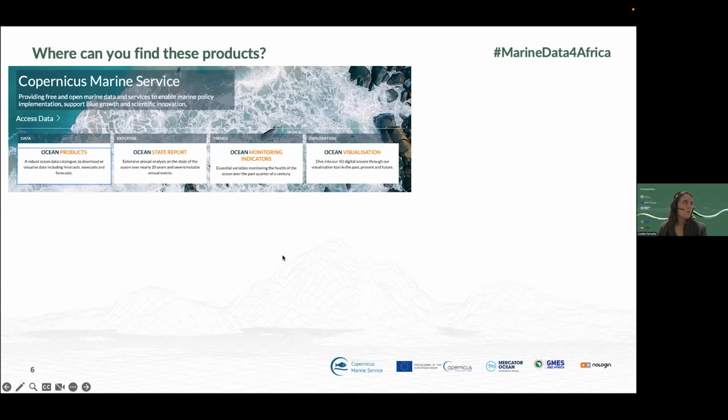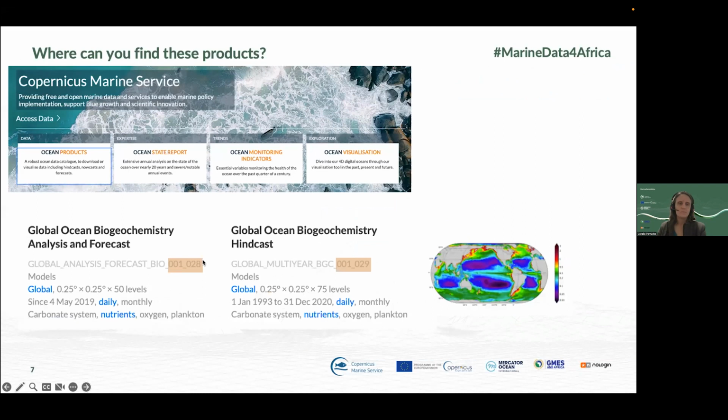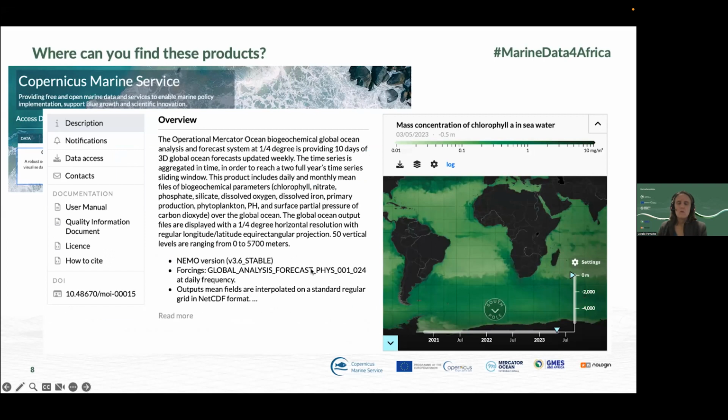So how to get this product? You go to the Marine Copernicus catalog. You click on ocean products. Then you search for products 128 or 129, 128 for the near real time and 129 for the multi-year. And you have then a small description of the product features. In the documentation tab, you have the quality information document that presents a thorough assessment of the product. And from now on, I will focus on the near real-time product by showing some plots of the validation procedure.